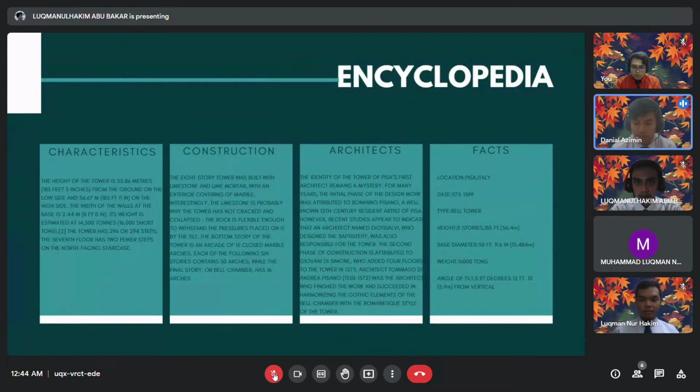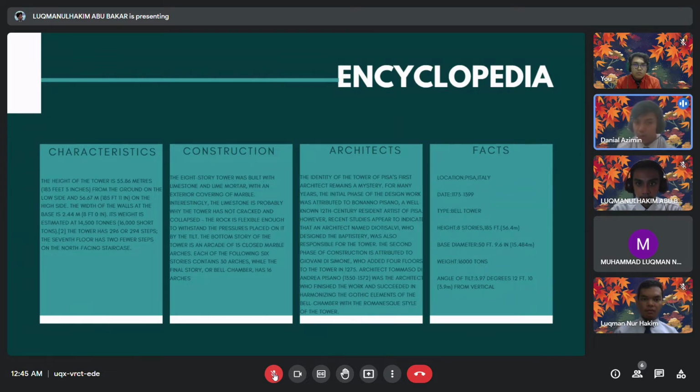The characteristics of the Tower of Pisa are: 55.86 meters from the ground on the low side and 56.67 meters on the high side. The width of the wall at the base is 2.44 meters. The weight is estimated at 14,000 tons. The tower has 296 or 294 steps. The seventh floor has two fewer steps on the north-facing staircase.